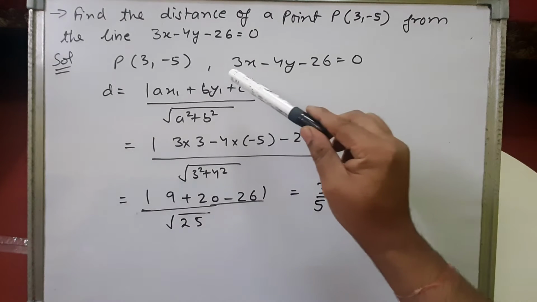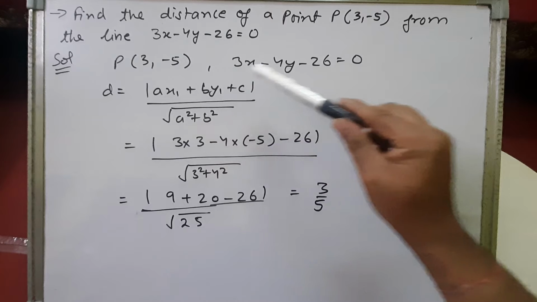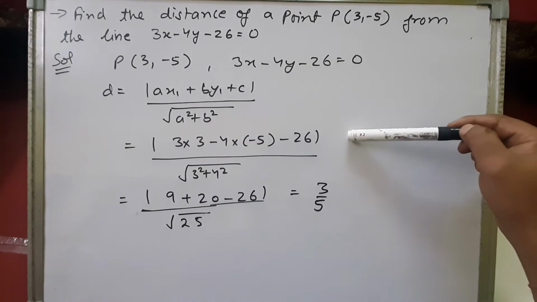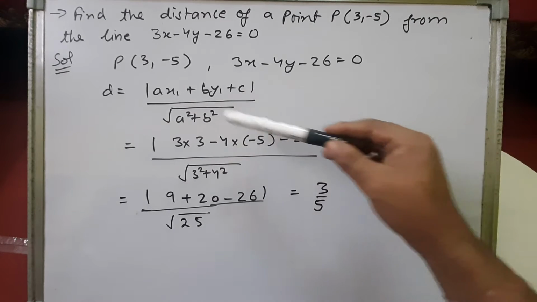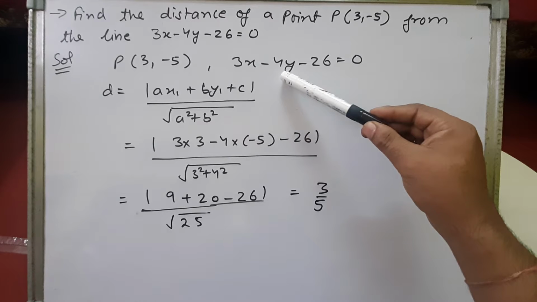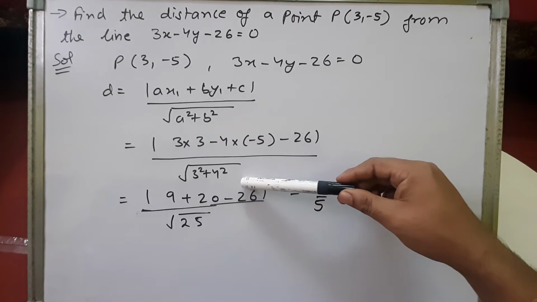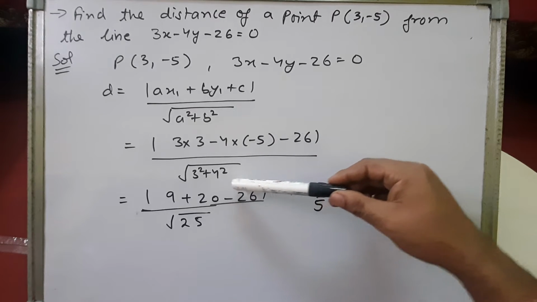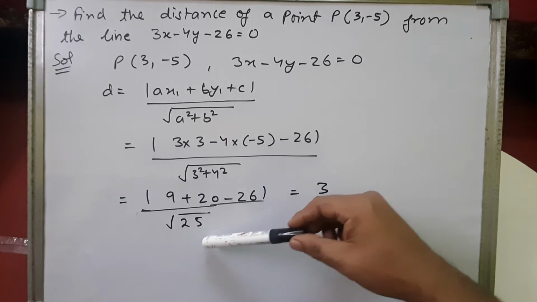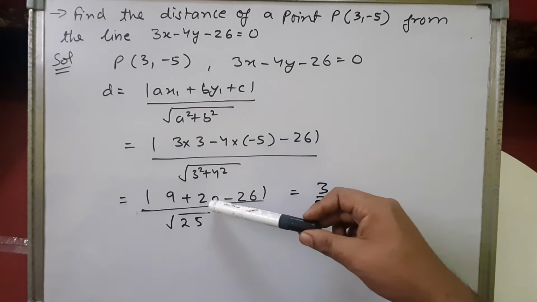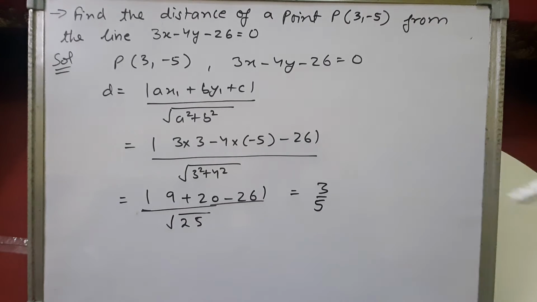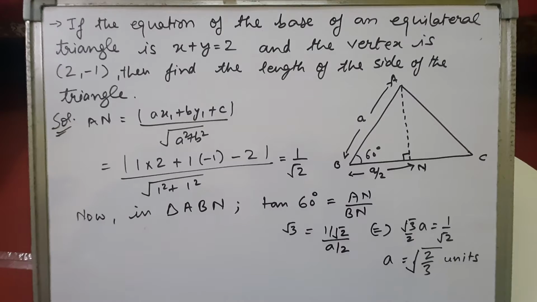So here you can see that when we put the value of x1, y1 as 3, -5, we will get mod of 3 into 3 minus 4 into y1, which is -5, minus 26, upon, the value of a is 3 and the value of b is -4. So it will be 3 square plus (-4) square, so it will be 16 plus 9, 25, and here we'll get 9 plus 20 minus 26. So that is 29 minus 26, it will be 3 by 5 units. Right. Note down the solution, children.